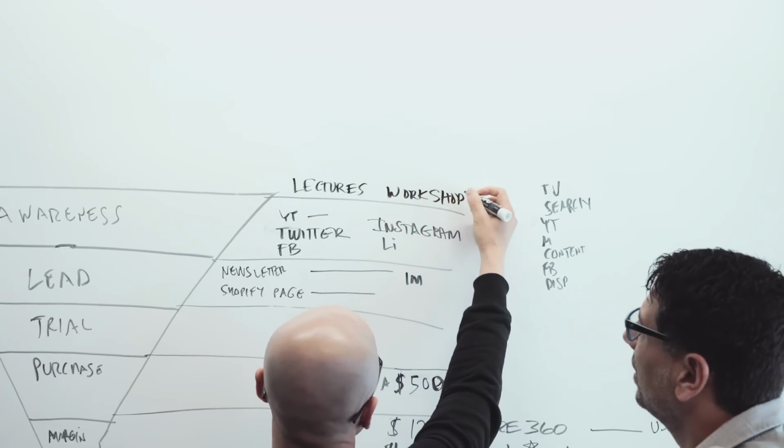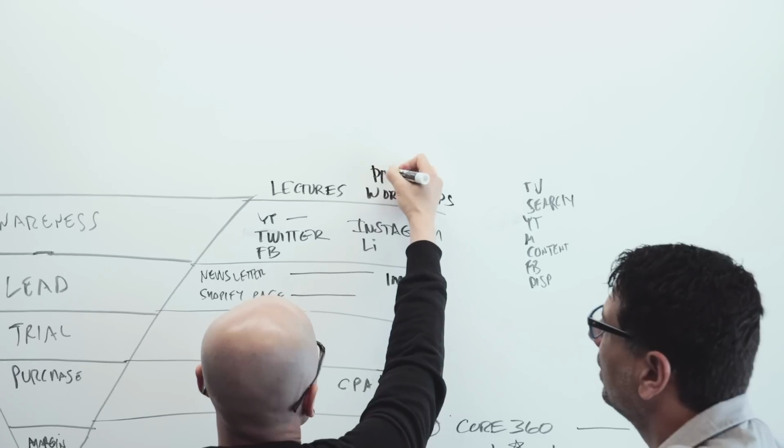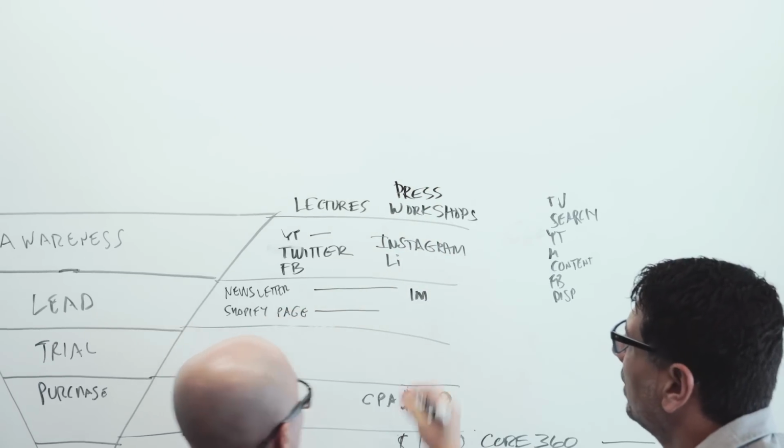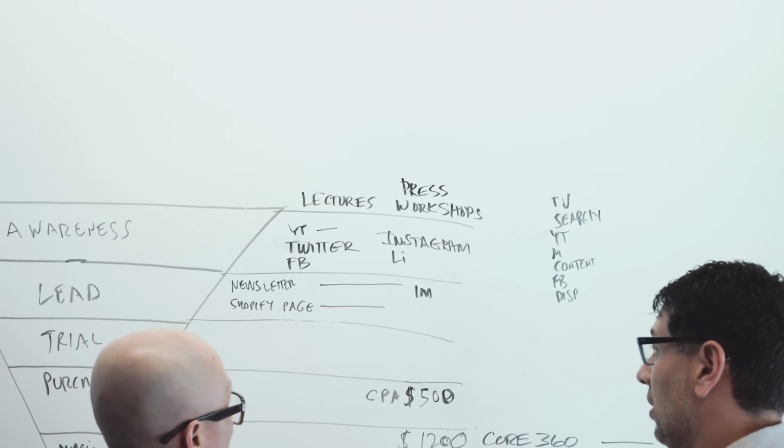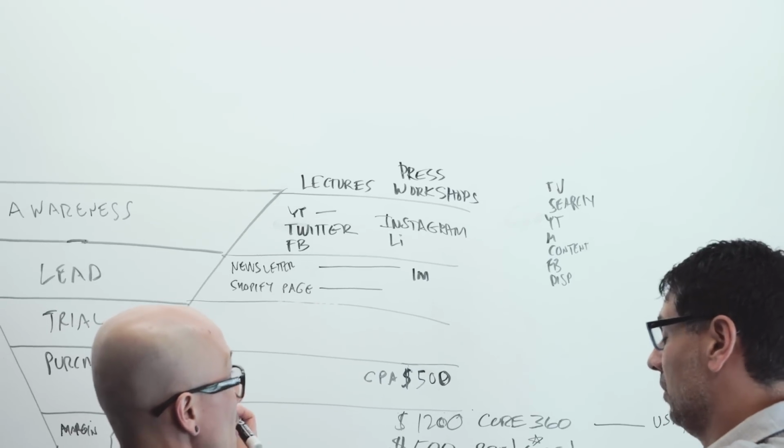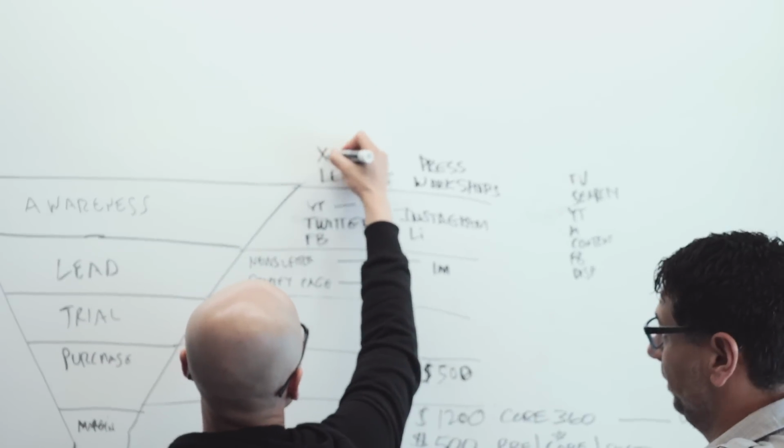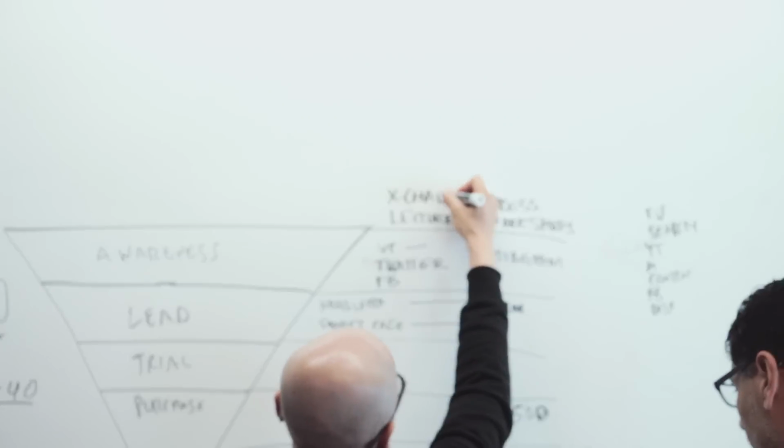And we have press. Yeah. We get press. So we know that there's a spike when we do press, or if there's cross-channel promotions. Okay. Should I put that up here too? Yep. Yeah. So what would we consider a trial?